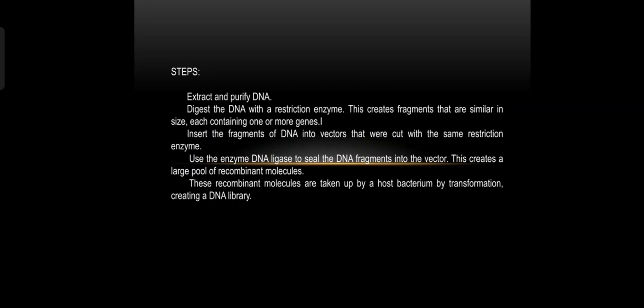The steps for construction of a genomic library are: extract and purify the DNA, then digest the DNA with the restriction enzyme. This creates fragments that are similar in size, each containing one or more genes. Insert the fragments of DNA into the vector that was cut with the same restriction enzyme. Use the enzyme DNA ligase to seal the DNA fragments into the vector. This creates a large pool of recombinant molecules. These recombinant molecules are taken up by the host bacterium by transformation, creating a DNA library.